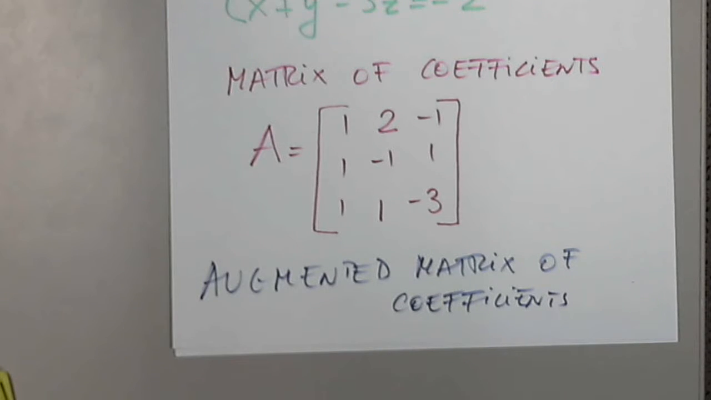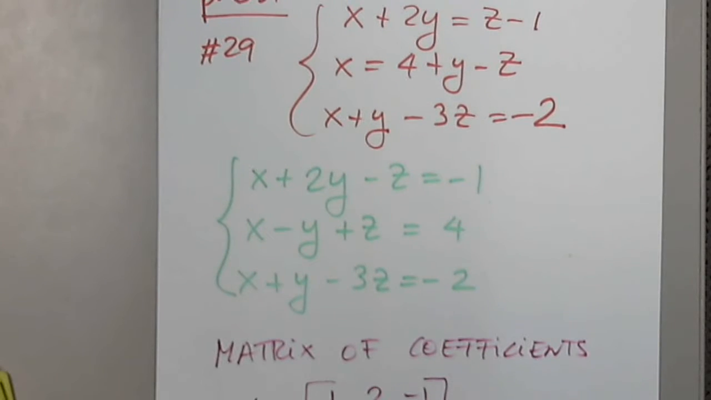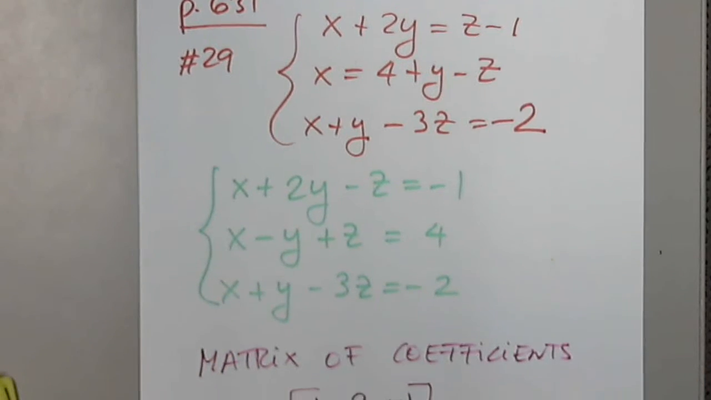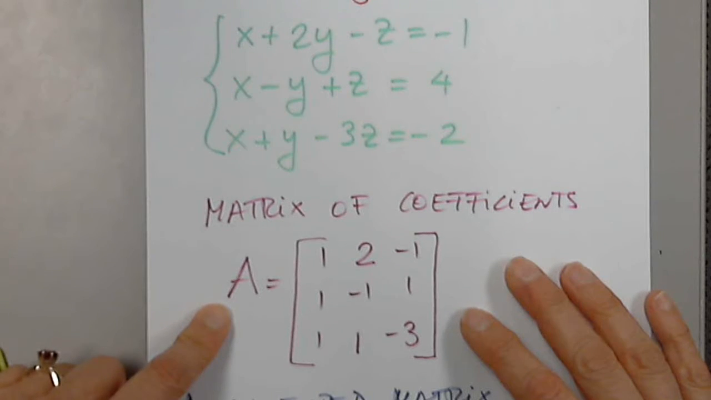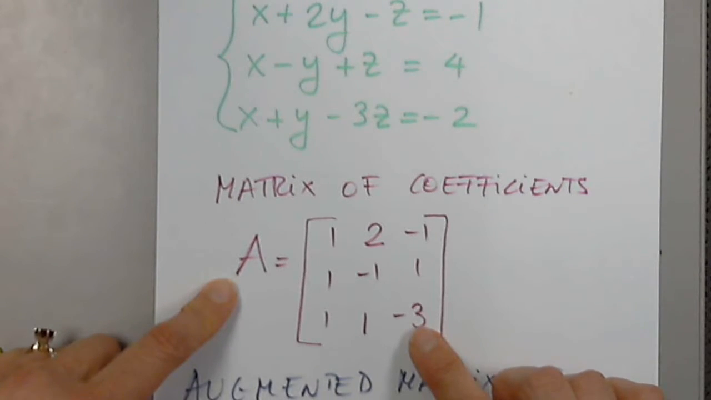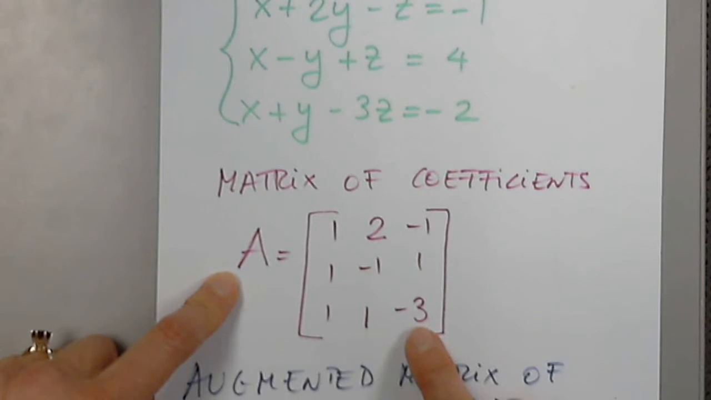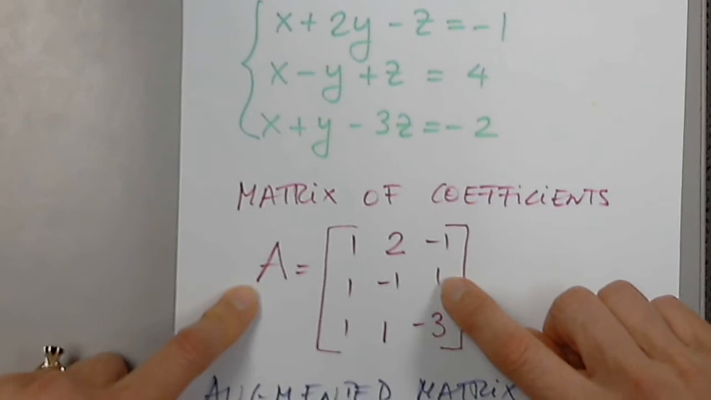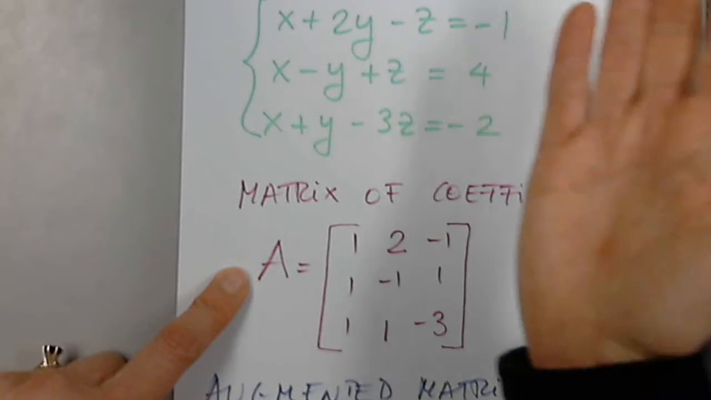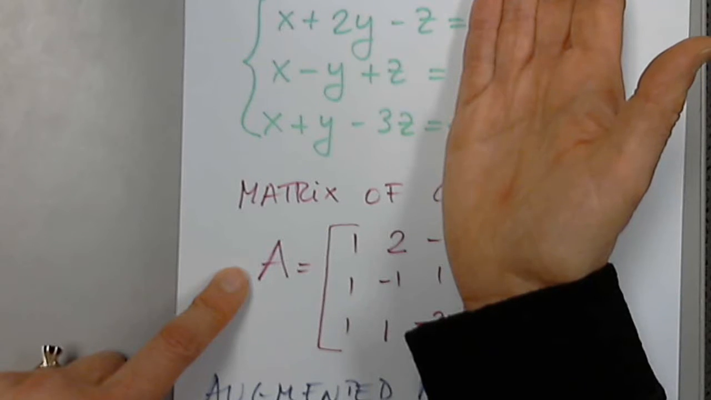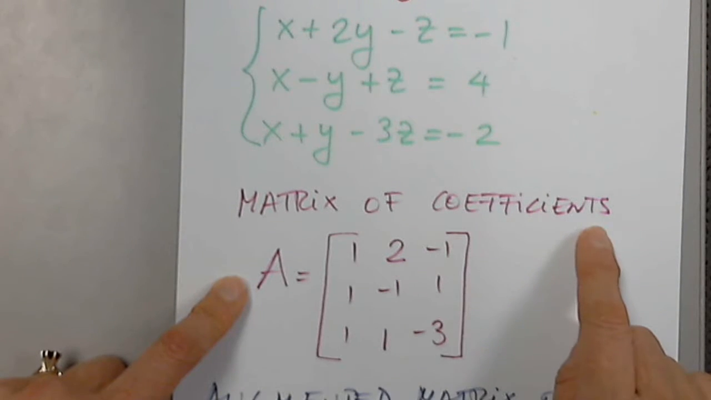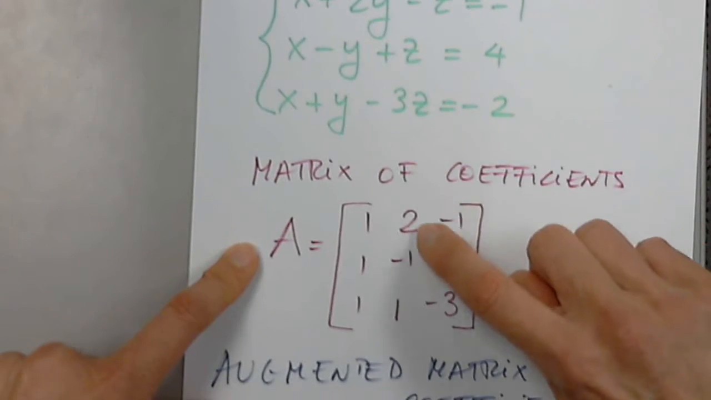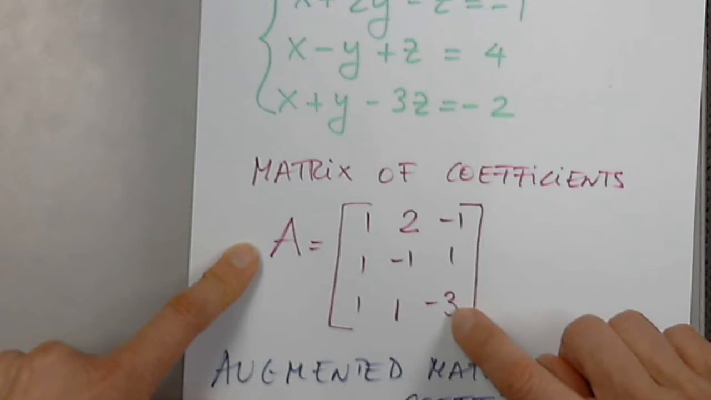Yes? You mean this one? Like the A equals the matrix thing. I thought it was the negative 1, 4, and negative 2. No, we have not done anything with the free terms. This is just the matrix of coefficients: 1, 1, 1, 2, negative 1, 1, and negative 1, 1, negative 3.